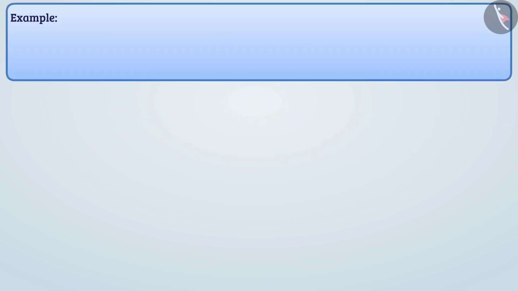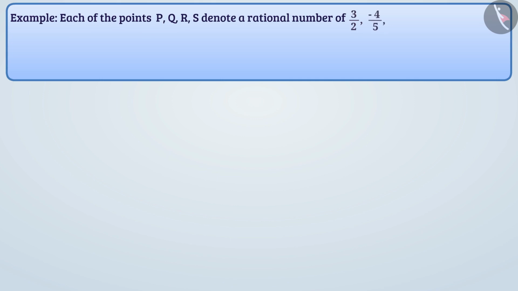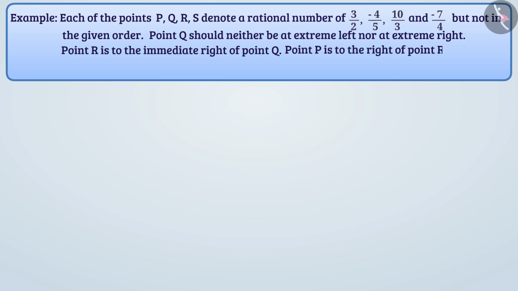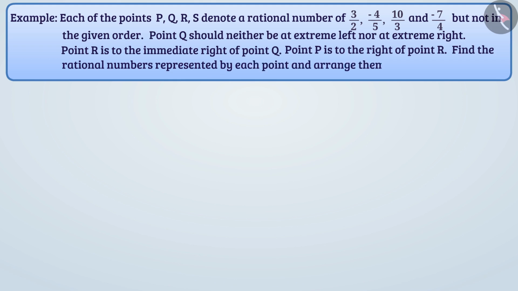Next example, each of points P, Q, R, S denotes a rational number of 3 by 2, minus 4 by 5, 10 by 3 and minus 7 by 4, but not in the given order. Point Q should neither be at extreme left nor at extreme right. Point R is to the immediate right of point Q. Point P is to the right of point R. Find the rational numbers represented by each point and arrange them on the number line. Pause the video and try to solve this puzzle by yourself.